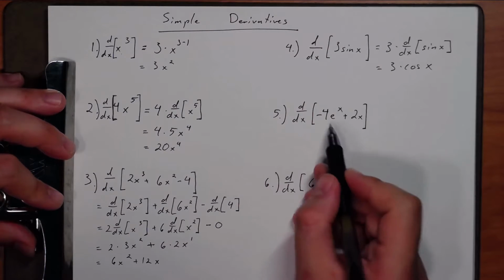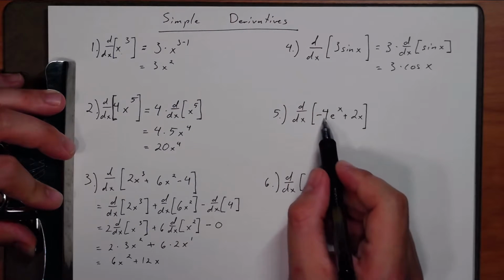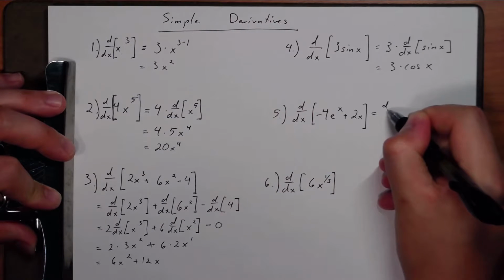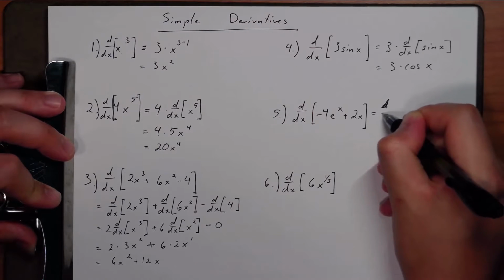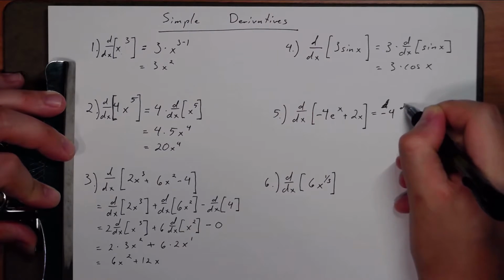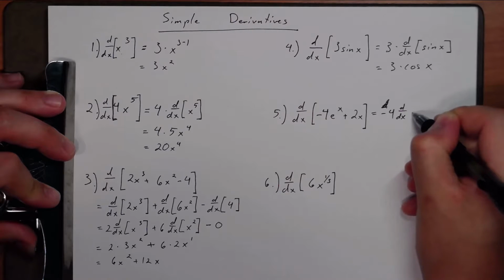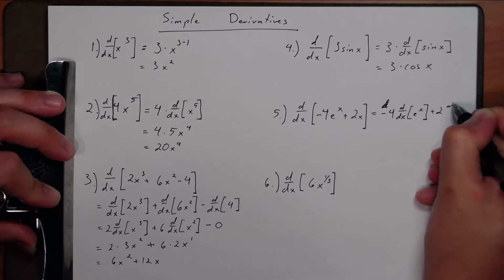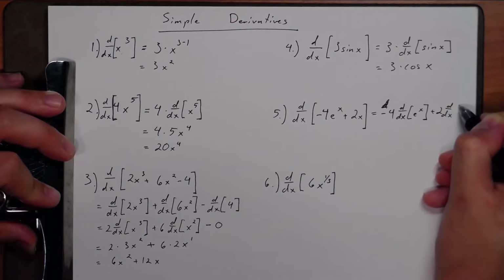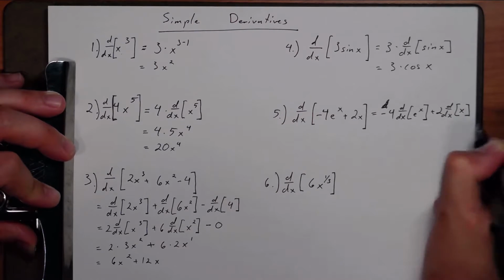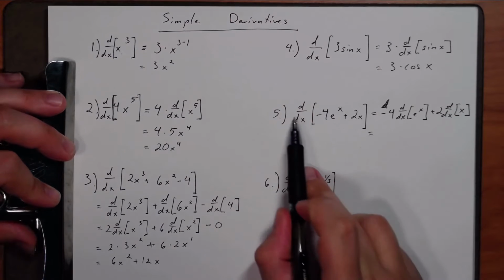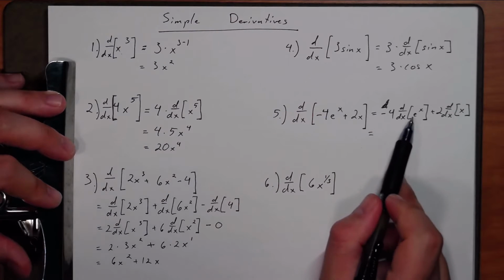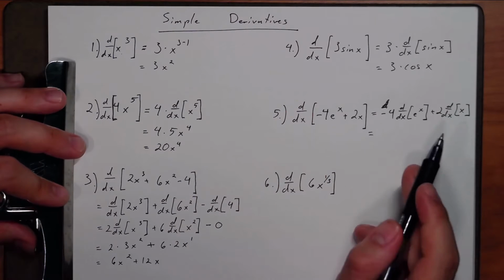For number 5, we're asked to find the derivative of negative 4 e to the x plus 2x. Again, I'm going to apply all the rules directly. I need negative 4 out of there, d dx e to the x. I did apply the sum rule pretty quickly there, so excuse me for that. Right, derivative of the sum is the sum of the derivatives. And now I factored out the constant multiples, negative 4 and 2.